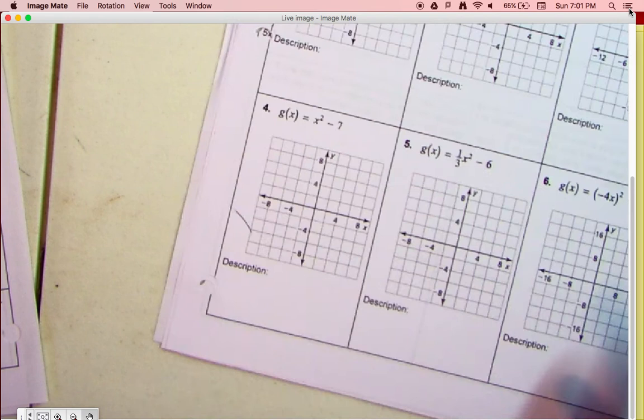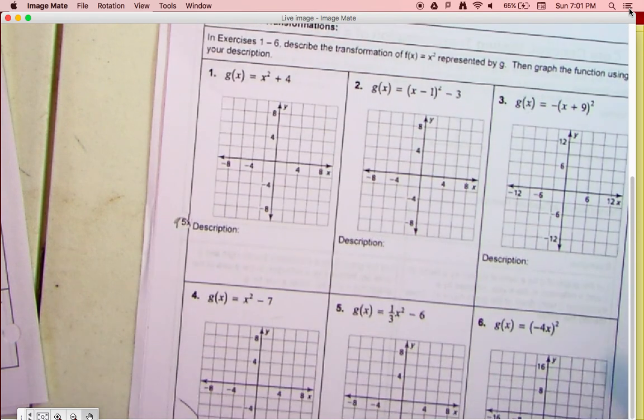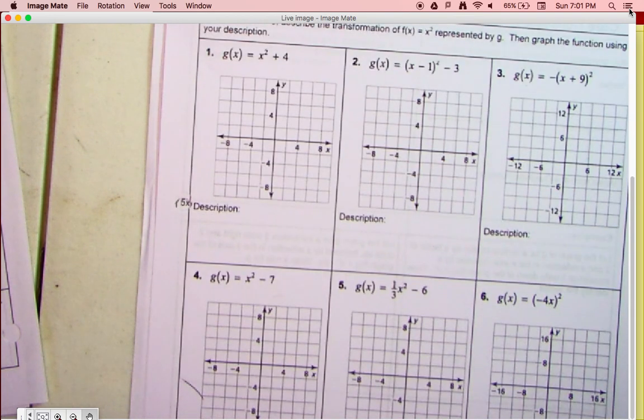We'll go over these examples. More importantly, just use the information from the previous page to make a description of each of these 6 graphs, and then use that information to give just a rough sketch.